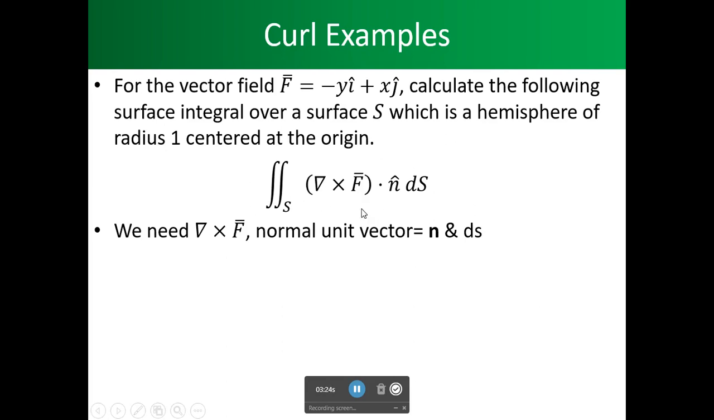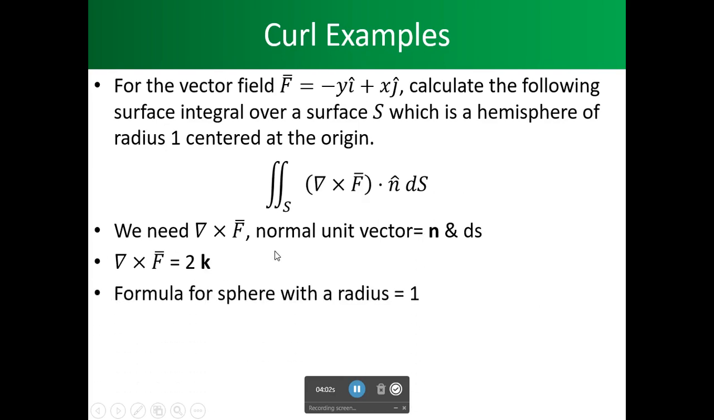This is our formula. Our curl, then times the normal function, and then our surface area. So, as we can see, we need to find, and we already found that. We already found the curl of f. Then we have to find the normal vector, which we'll call n, and the surface area. So we see that the curl is 2k.